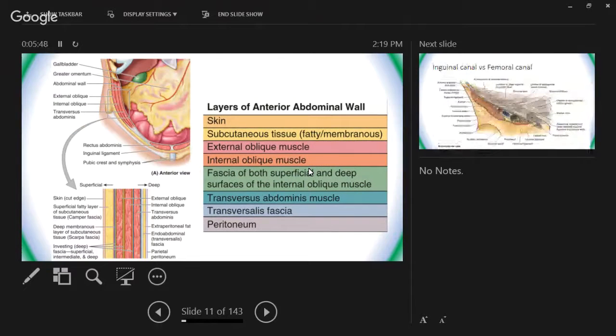This is the same thing again, just with some more pictures there. So skin, then the superficial fatty layer is called the Camper's fascia. And you've also got the Scarpa's fascia, which is behind the Camper's fascia. You go camping, eat outside, because that's on the outside. And it's fatty tissue, I noticed the fat guy sitting outside the front of his tent. Then the rest is all as we mentioned on the other slide.